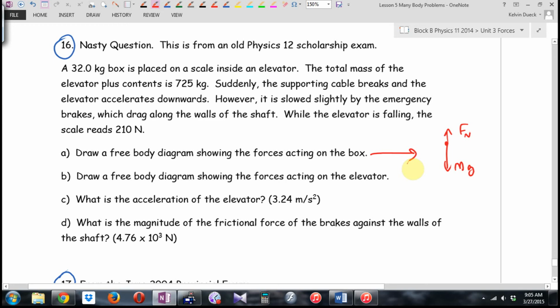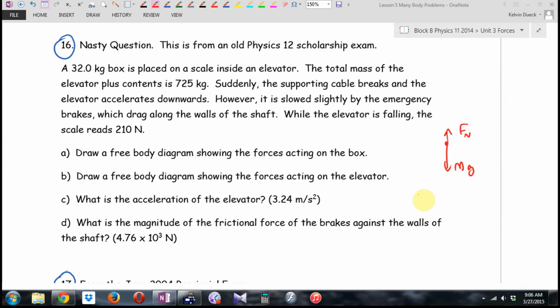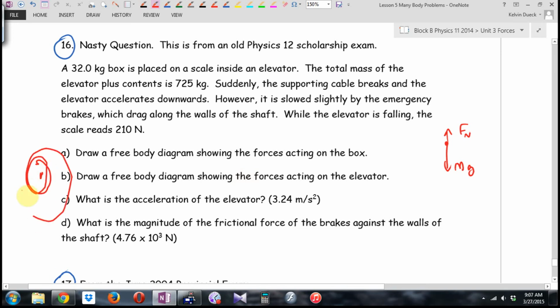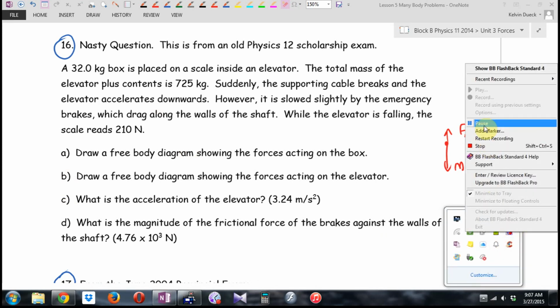Part B then says, draw a free body diagram showing the forces acting on the elevator. Okay, oh, I just lost my pen again. It's been doing good for a while. Pause. Whew, there we go. So on the elevator here, oh, now it's doing this thing again. I'm not touching the screen. Okay. I'm going to come back to number 16 because right now I've got some tech issues that I'm dealing with.